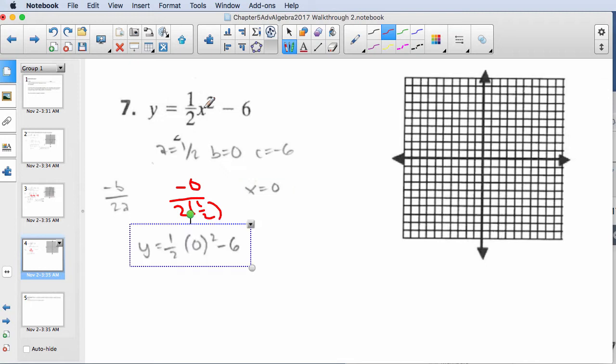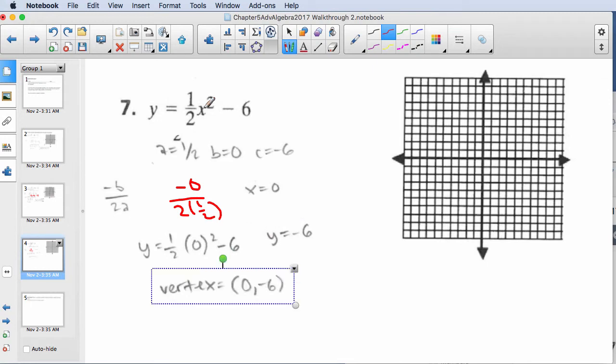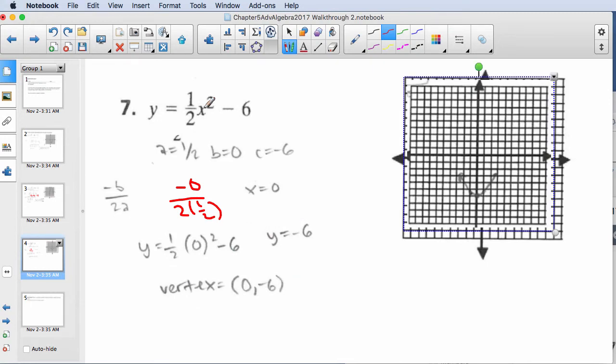Then we plug the value 0 back into the original equation to get the y value of the vertex. That produces negative 6. So we have a vertex of (0, negative 6), and here's our graph. Notice here that to get 2 other points for the graph, you can just plug in a value for x.